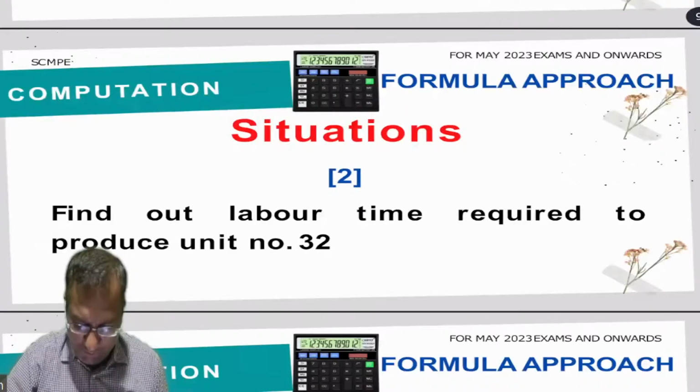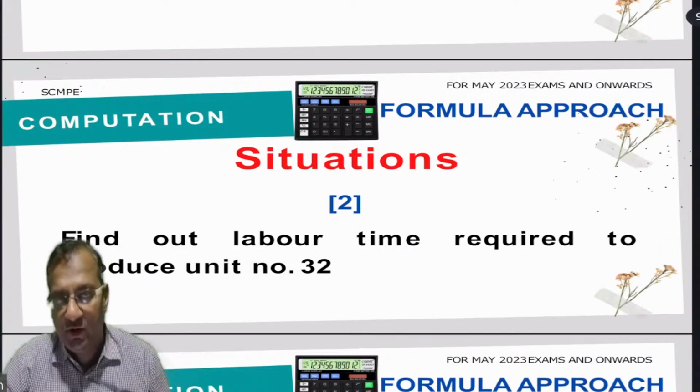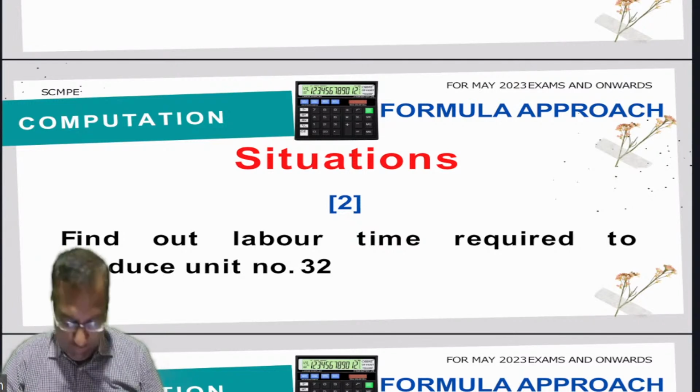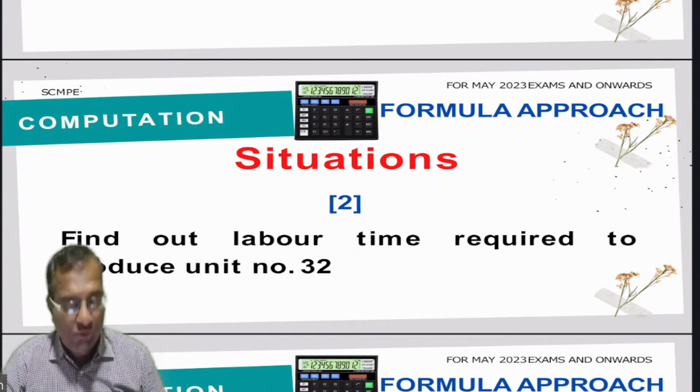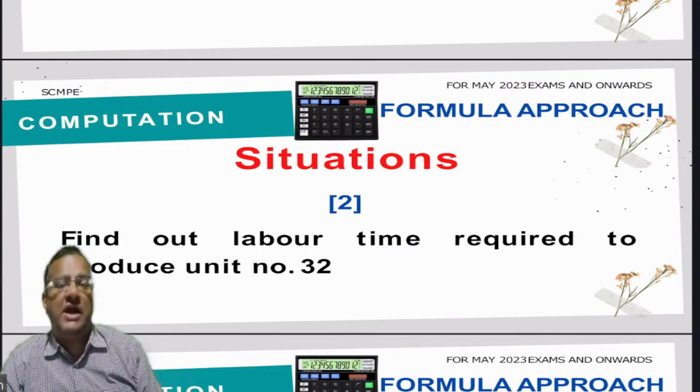There is a difference between situation number 1 and 2. When you look at situation number 1, then you will clearly find the difference. In situation number 1, we have to find the time taken to manufacture 32 units, while in situation number 2, we have to find the time taken to manufacture unit number 32. Unit number 32 को manufacture करने में हमें कितना time लगेगा?